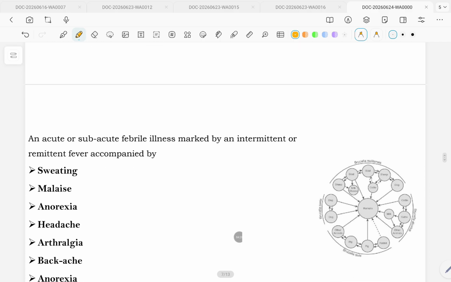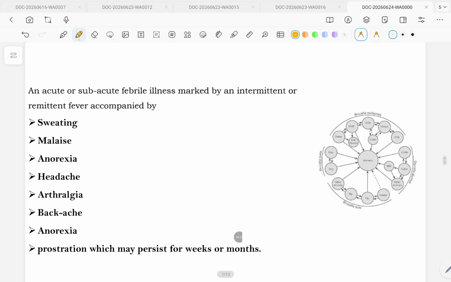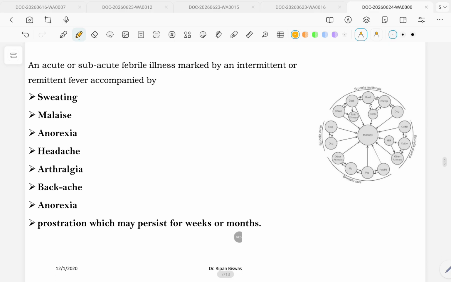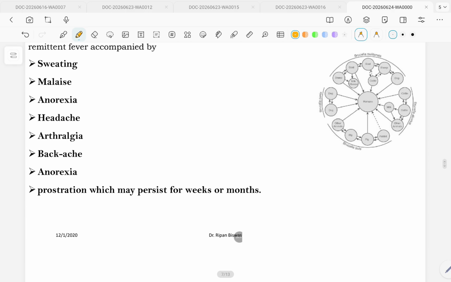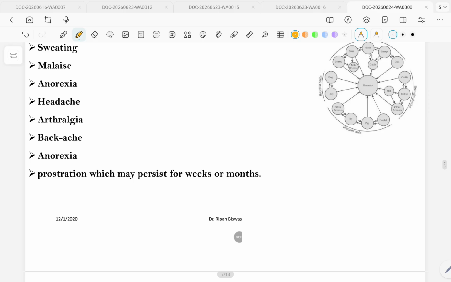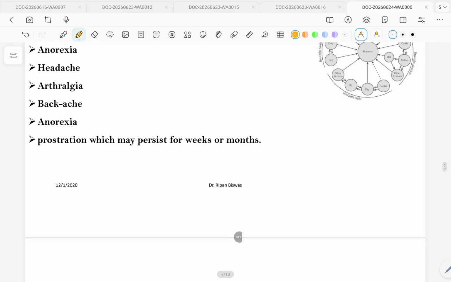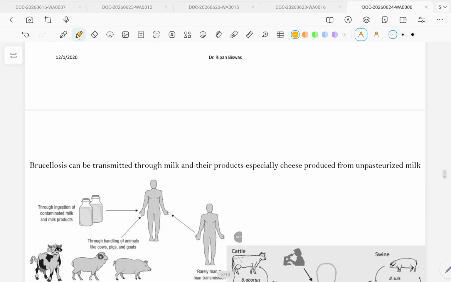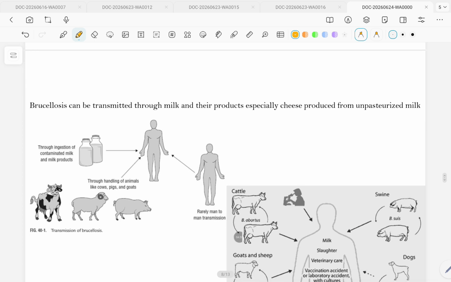An acute or subacute febrile illness marked by an intermittent or remittent fever accompanied by sweating, malaise, anorexia, headache, arthralgia, backache, and prostration, which may persist for weeks or months. Brucellosis can be transmitted through milk and dairy products, especially cheese made from unpasteurized milk.